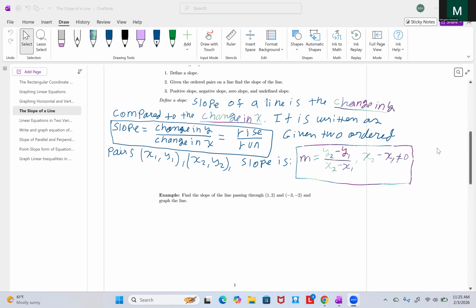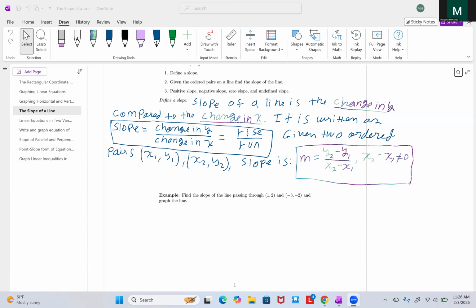Define a slope. The slope of a line is the change in y compared to the change in x in a rectangular coordinate system. It is written as slope equals change in y over change in x, which is the same as rise over run. Given two ordered pairs (x1, y1) and (x2, y2), the slope is calculated as m equals y2 minus y1 over x2 minus x1, where x2 minus x1 does not equal 0.